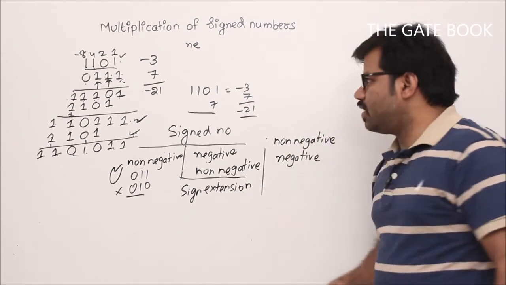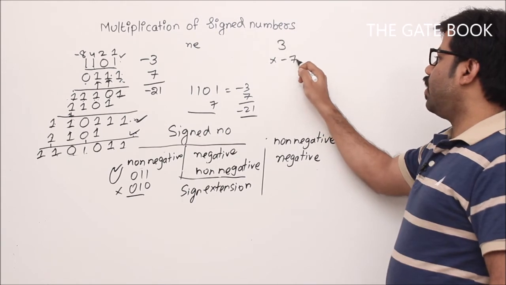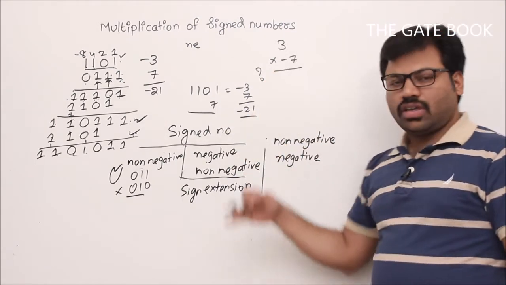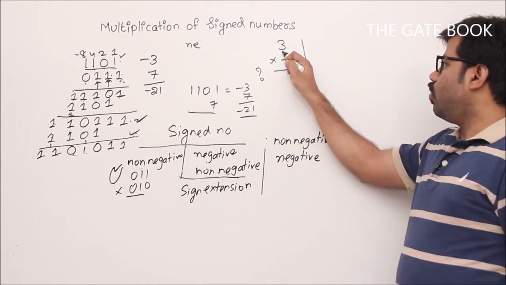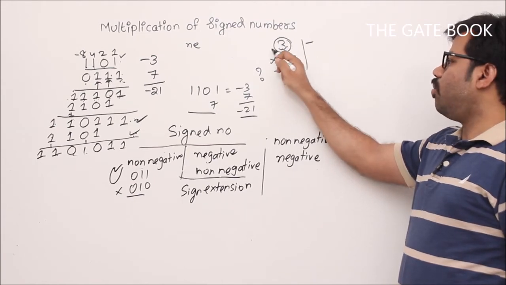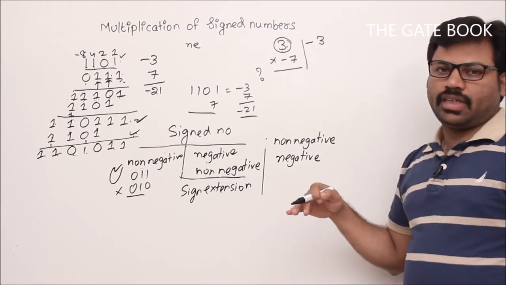I will tell you. Example, multiplication of 3 into minus 7. How do you work it out? Will it work? Definitely it won't work. You just check it out. For that we play a trick. We take the 2's complement of 3. If I take the 2's complement of 3, that is minus 3, correct?